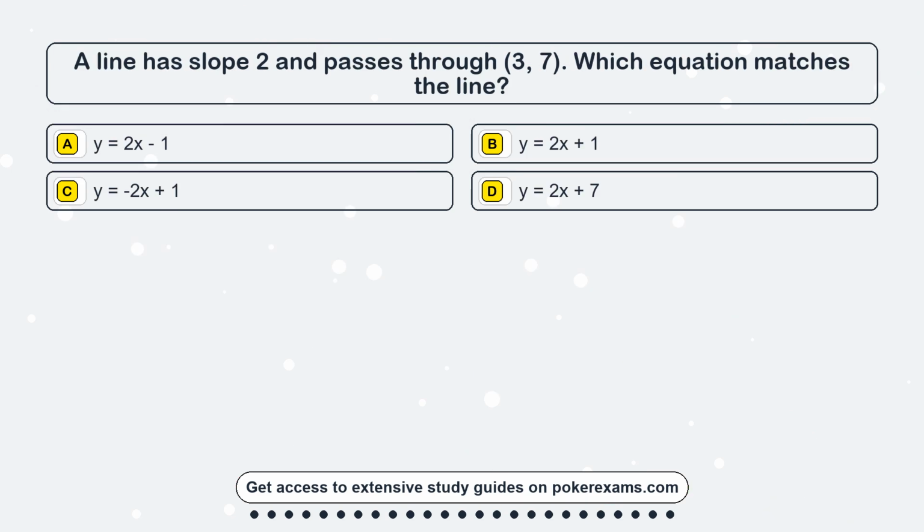Question 14. A line has slope 2 and passes through 3, 7. Which equation matches the line? Option A y equals 2x minus 1. Option B y equals 2x plus 1. Option C y equals minus 2x plus 1. Option D y equals 2x plus 7.